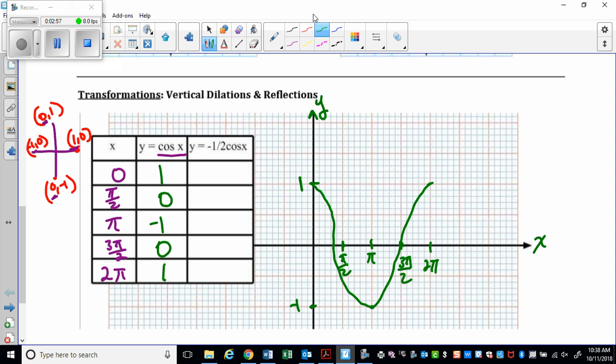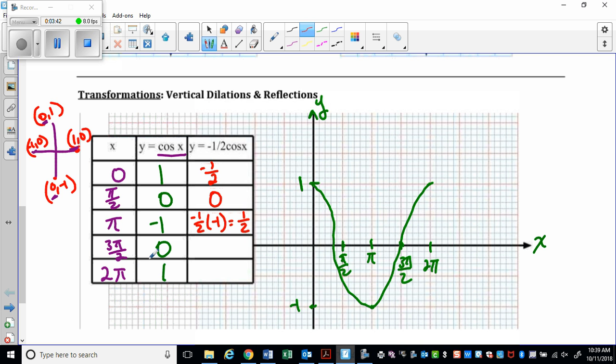Now let's do negative 1/2 of cosine of x. So basically, cosine of x is 1 when we're at 0. I'm multiplying it by negative 1/2. So 1 times negative 1/2 is negative 1/2. At pi over 2, my cosine is 0. Negative 1/2 times 0 is still 0. At pi, my cosine is negative 1. So I have negative 1/2, but my cosine is negative 1. That becomes positive 1/2. So it looks like we're flipping it.